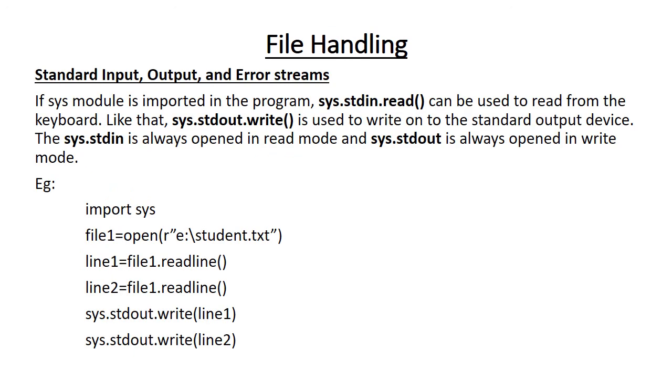Standard input, output, and error streams. If the sys module is imported in the program, for example, import sys, sys.stdin.read can be used to read from the keyboard. Like that, sys.stdout.write is used to write onto the standard output device. The sys.stdin standard input is always opened in read mode and sys.stdout standard output is always opened in write mode. And an example program is given below.